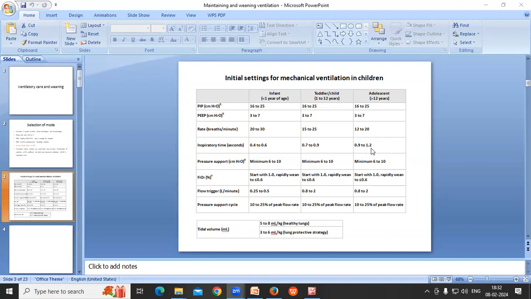High expiratory, yeah, it's on the lower side. Inspiratory time should be on the lower side. IE ratio should be more than 1:2. It's never 1:2; you can go to 1:3, 1:4. So the rest of all are the same. They're not going to change much.